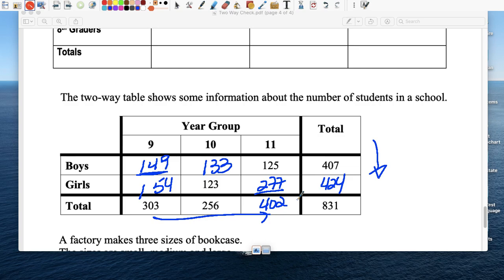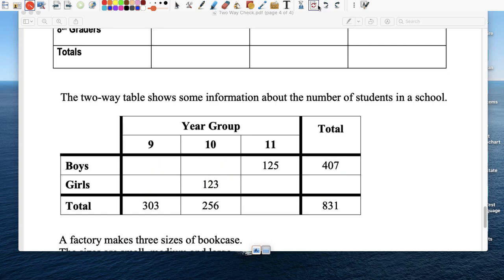That's 424. I'm okay with that. Something is not right. Let me go backwards. Actually, I'll just do it again. 831 minus 407, 424. Now we're going to do this guy here. 256 minus 123, 133. Now we're going to go this way here. Okay, I'm going to find this number.